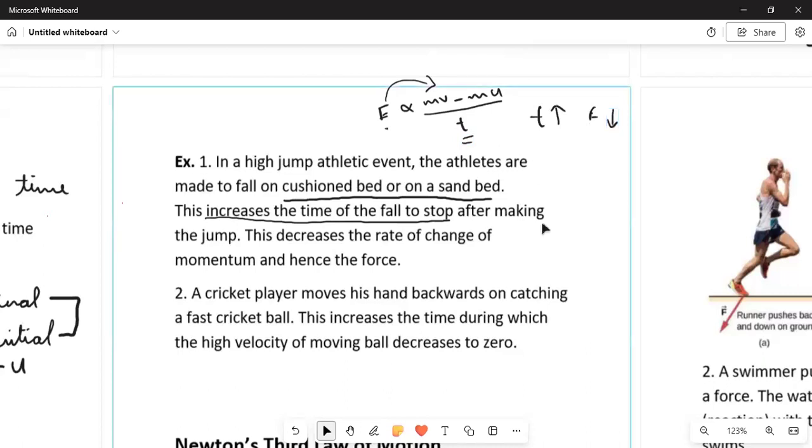And this is what is stated over here, that in a high jump athletic event, the athletes are made to fall on a cushion bed or on a sand bed. This increases the time of fall to stop after making the jump. This decreases the rate of change of momentum and hence the force. Okay.